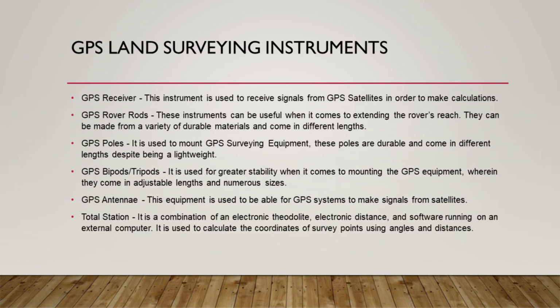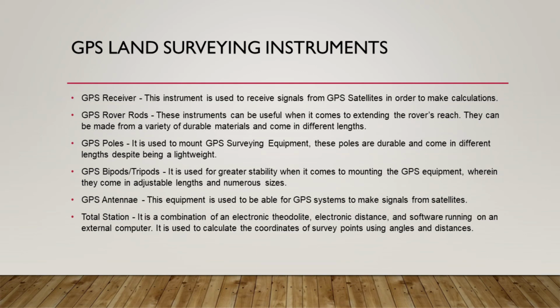GPS land surveying instruments. There are 6 GPS land surveying instruments. The first one is the GPS receiver. This instrument is used to receive signals from GPS satellites in order to make calculations. The next one is GPS rover rods. These instruments can be useful when it comes to extending the rover's reach. They can be made from a variety of durable materials and come in different lengths.